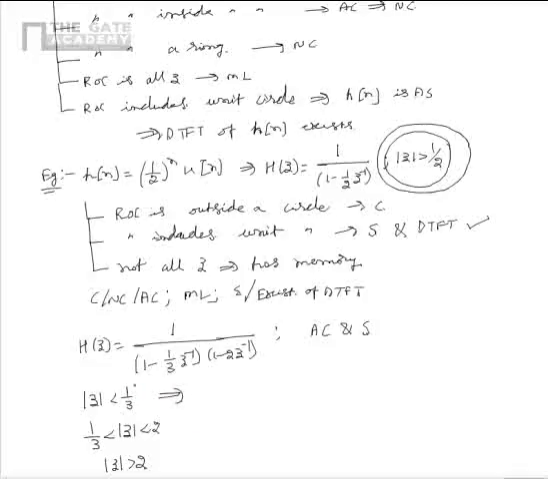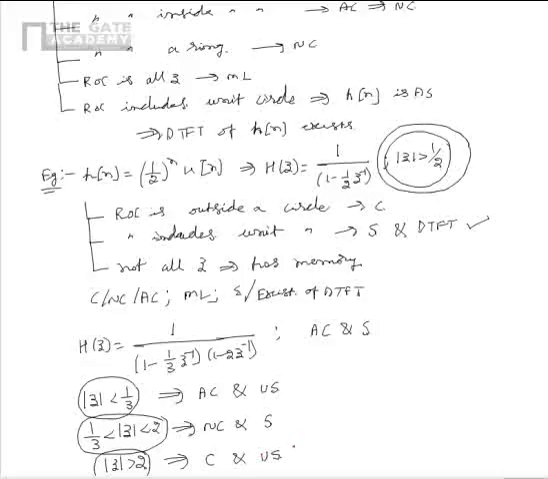So in the case of the first ROC, as the ROC is inside a circle, the system is anti-causal and it doesn't include the unit circle, so the system is unstable. And in the second case, the ROC is 1 by 3 less than mod z less than 2. In this case, the ROC is a ring, so the system is non-causal. As it includes the unit circle, the system is stable. In the third case, the ROC is mod z greater than 2. In this case, the ROC is outside a circle, so the system is causal, and as it doesn't include the unit circle, the system is unstable.